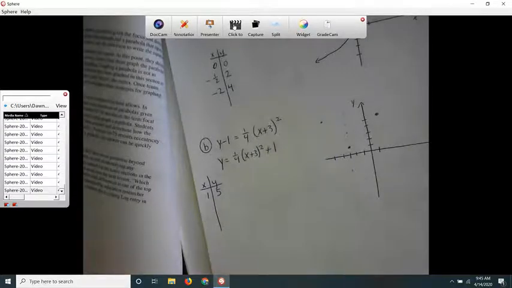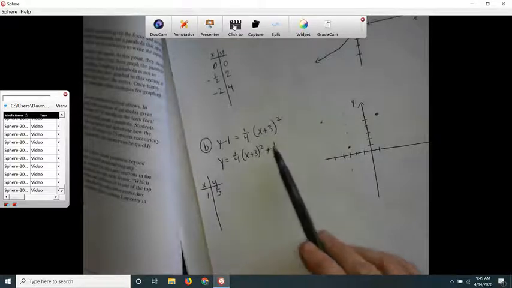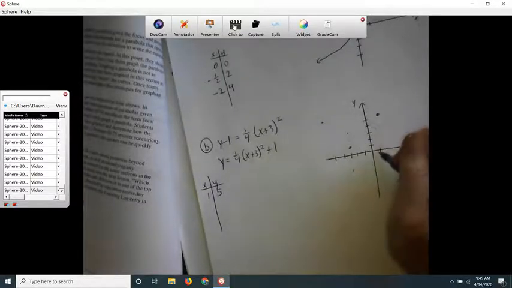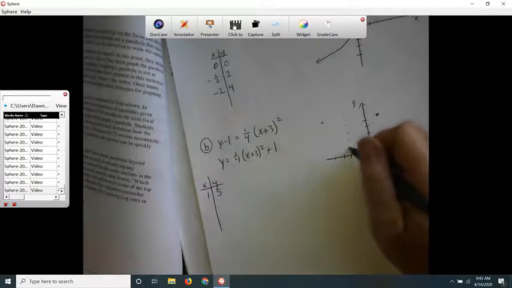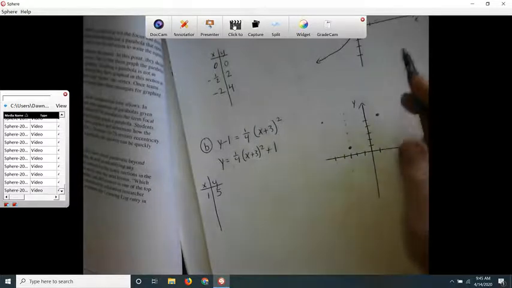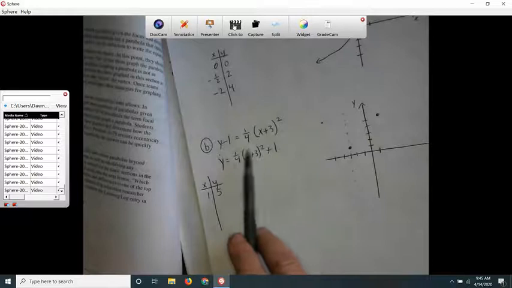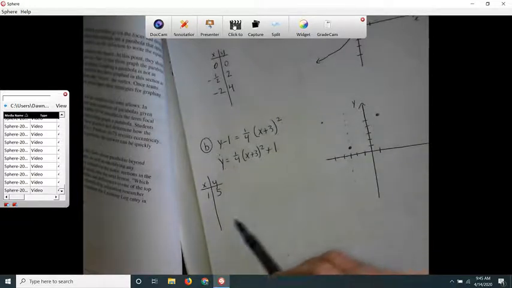And then I find this is in graphing form now, so I'm going to go left 3 and up 1 for my, it's not a center, but it's my vertex. And then I'm just going to plug in another. I know that this is going to be an upward facing parabola, so I just need another point.